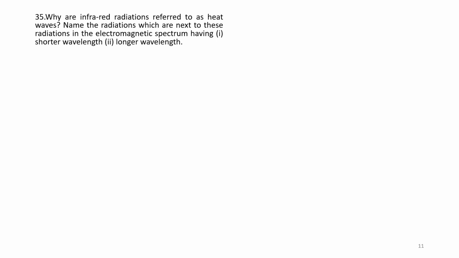Question number 35. Why are infrared radiations referred to as heat waves? Name the radiations which are next to these radiations in the electromagnetic spectrum, having shorter wavelength and longer wavelength. Answer. Infrared waves are produced by hot bodies and molecules, so they are referred to as heat waves, because they are produced by hot bodies.